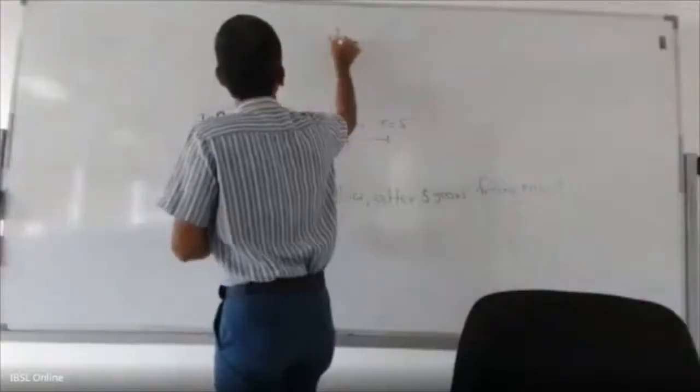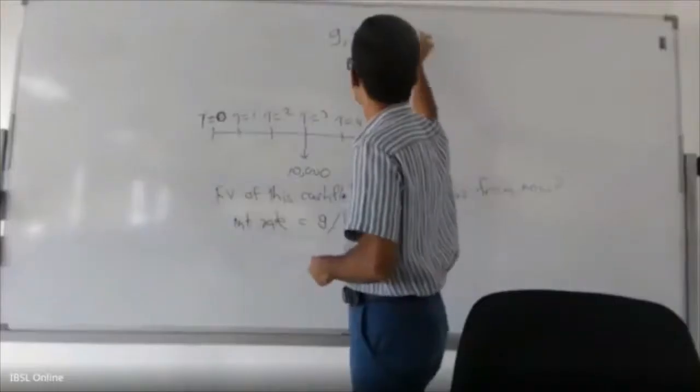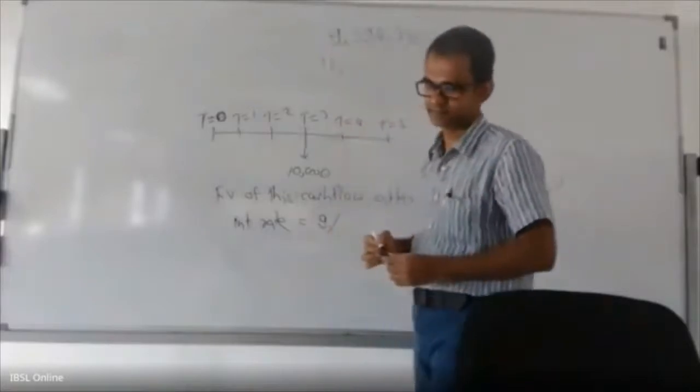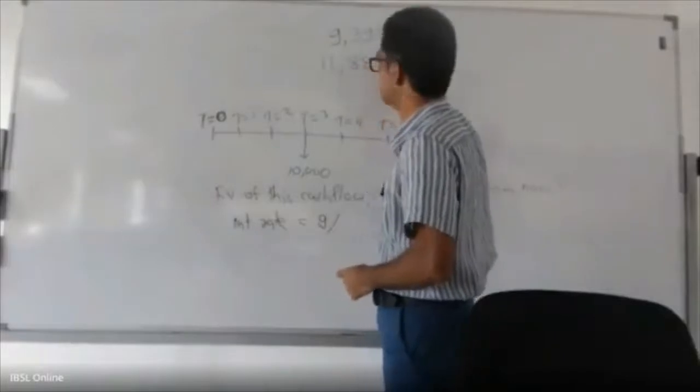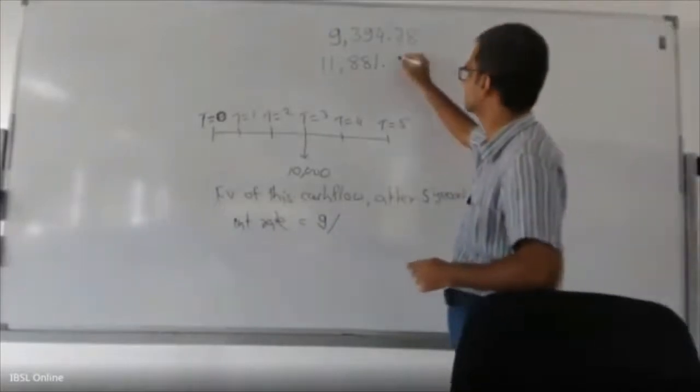Is it 9,394.78? 9,000... yeah. 11,800. First tell me the 10,000. 394.78. The answer 11,000, 881. 881 point... No sense. That's it. Exactly.